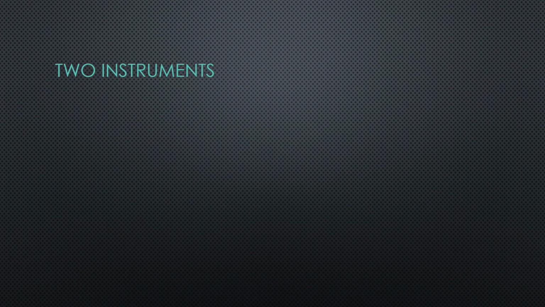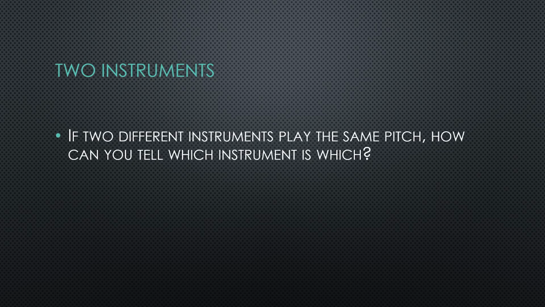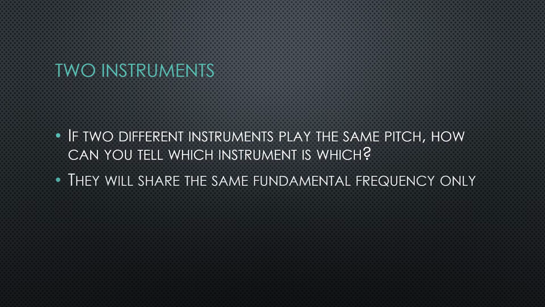So for example, if we were to have two different instruments play the same pitch, how can we tell which instrument is which? You have a clarinet and you have an oboe, and they're both playing A4. They're playing that note. How do you know which one's which? They're both vibrating at 440 Hertz. How on earth can we tell these things apart?